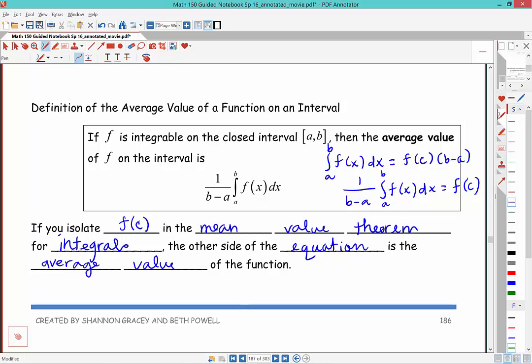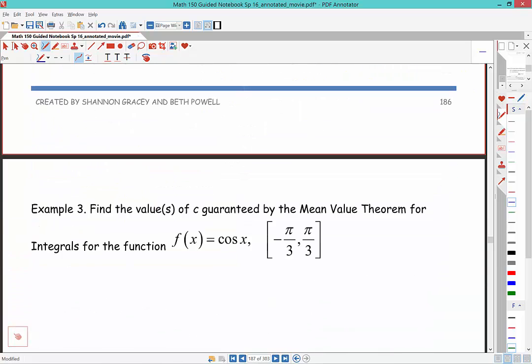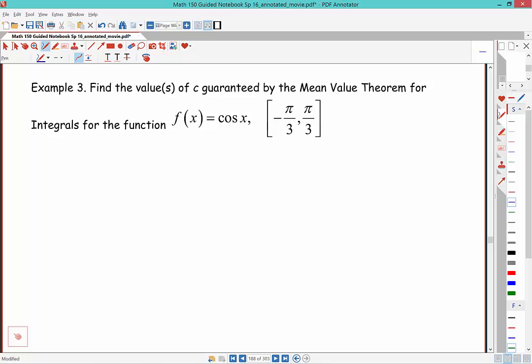Okay, so let's take a look at this problem. Find the value or values of c guaranteed by the mean value theorem for integrals for this function. Do you see that we're continuous on the interval from negative pi over 3 to pi over 3, so we can apply the mean value theorem. Let's say what the mean value theorem is: the integral from a to b of f of x dx is equal to f of c times b minus a. But a lot of times it's easier to think of it as just f of x, because f of c can confuse you. We'll figure out what c is at the end when we look at our answers and figure out which ones go on the interval. So here we go.